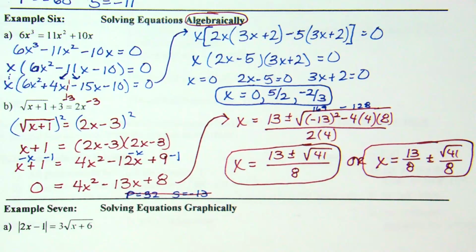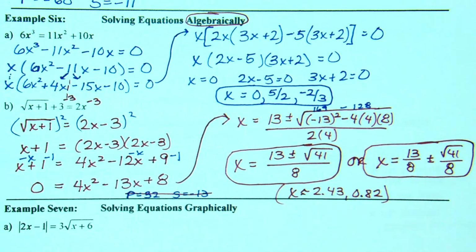Depending on the problem, what if they told you that they wanted a decimal answer? You'd want to get a decimal, right? And so I would add or subtract the top and then divide by the 8. I can tell you if you needed decimals, I have them written down as 2.43 and 0.82. Okay.